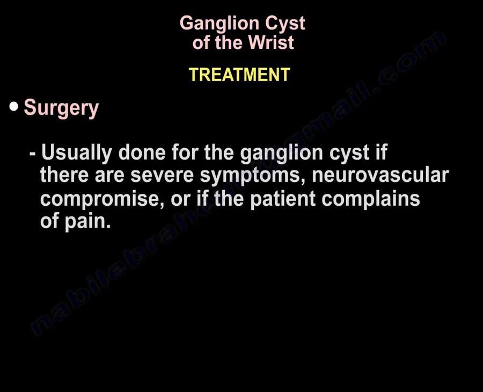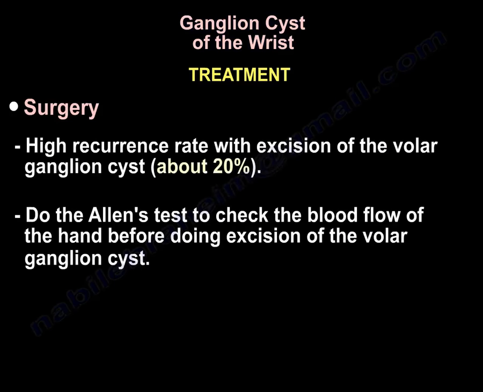Surgery is usually done for the ganglion cyst if there are severe symptoms or neurovascular compromise, or if the patient complains of pain. There is a high recurrence rate with excision of the volar ganglion cyst, about 20%. You need to do the Allen's test to check the blood flow of the hand before you do excision of the volar ganglion cyst.